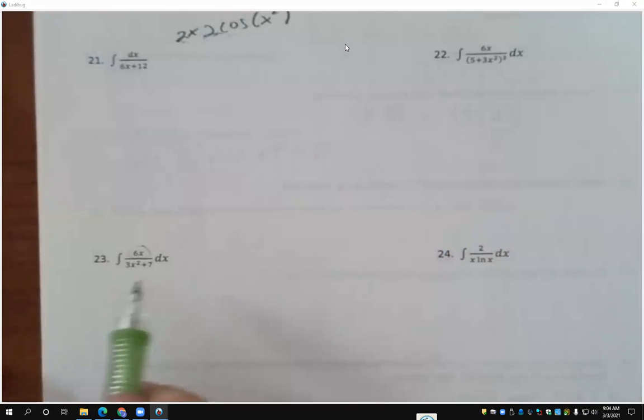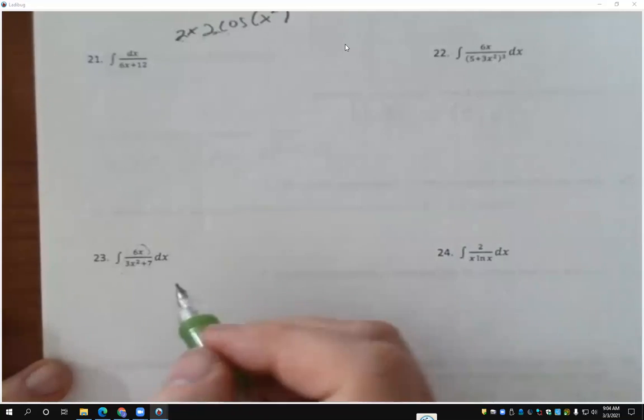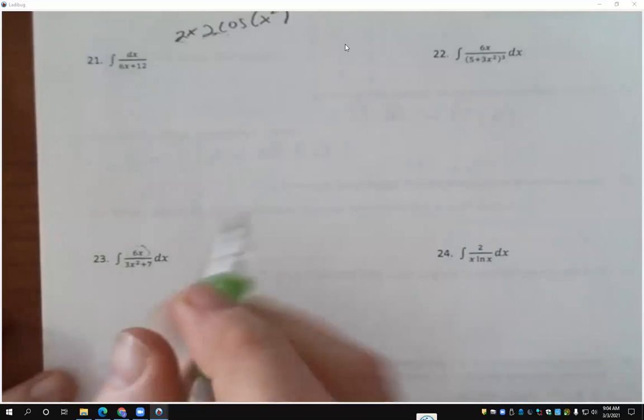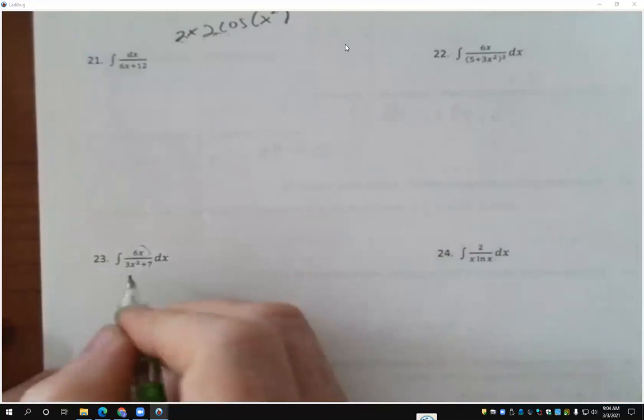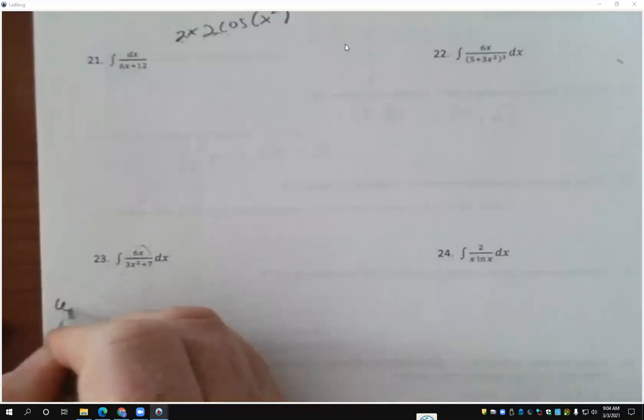Okay, now to determine if it's the inverse trig one, I'm going to look at this and say, is this of the form a squared plus u squared? Well, there's nothing squared to give me 7, no pretty number to give me 7. So this is not of an inverse trig form. Okay, so now it's going to be a u substitution, and it might turn into a u on the bottom. Okay, which it is going to, right? Because I need to make 3x squared plus 7 my u.